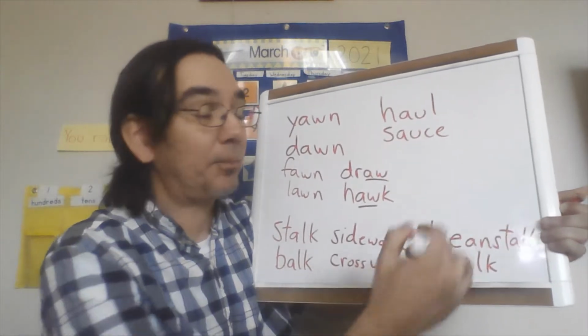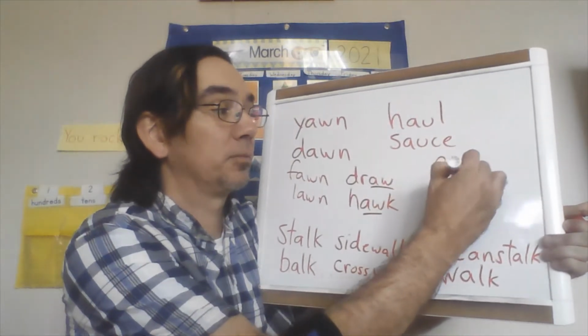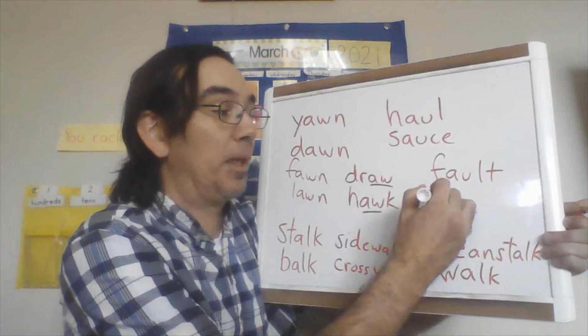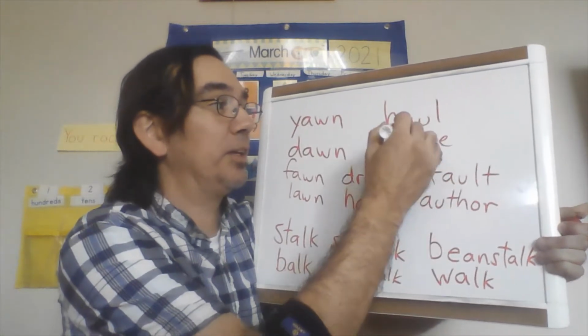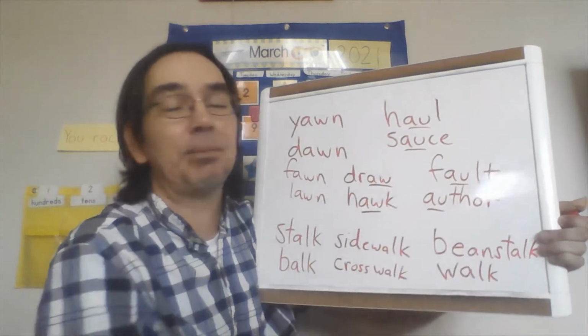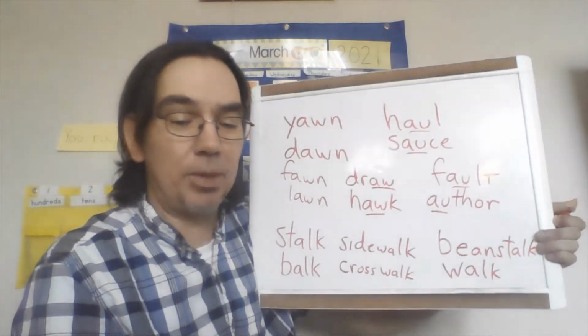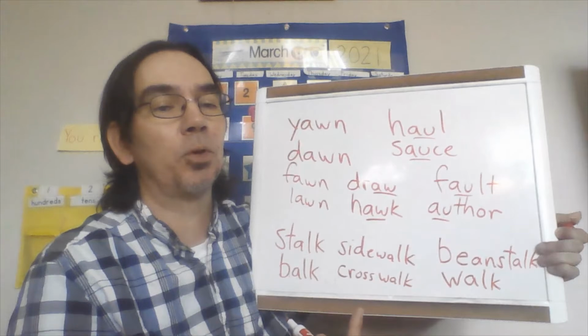And she sent in fault and author. And here, normally we have our AU kind of in the middle of words. Here it is at the beginning. Thank you to Emma and Eva and Dylan for our wonderful words. Wonderful, wonderful words. Okay. We have some other letter sounds that we are going to look at today and for the rest of the week.